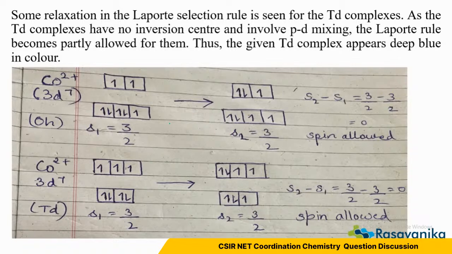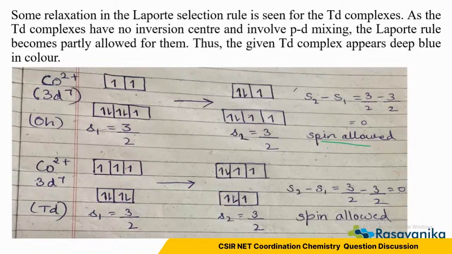And after transferring one electron as it is to this orbital on giving energy, it will be here. The spin has not been changed. You can see here. It is here now. Now also it is 3 by 2. 3 electrons are unpaired, right? So S2 minus S1, if you do 3 by 2 minus 3 by 2, it will be 0. So it is spin allowed. That means delta S is 0, right? So this is spin allowed.